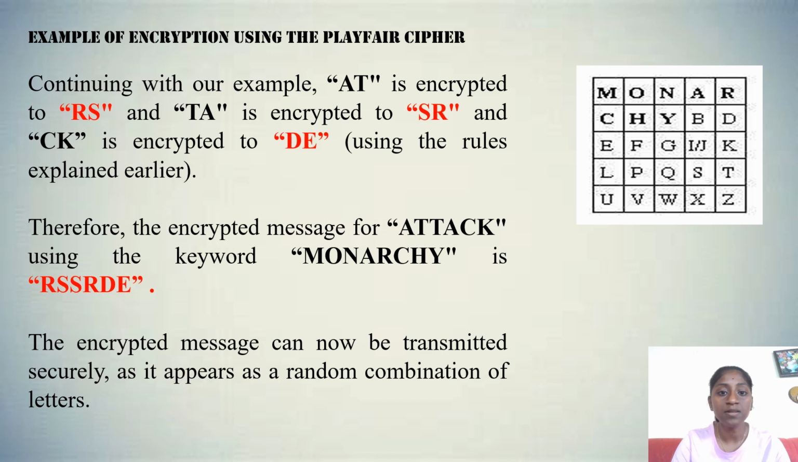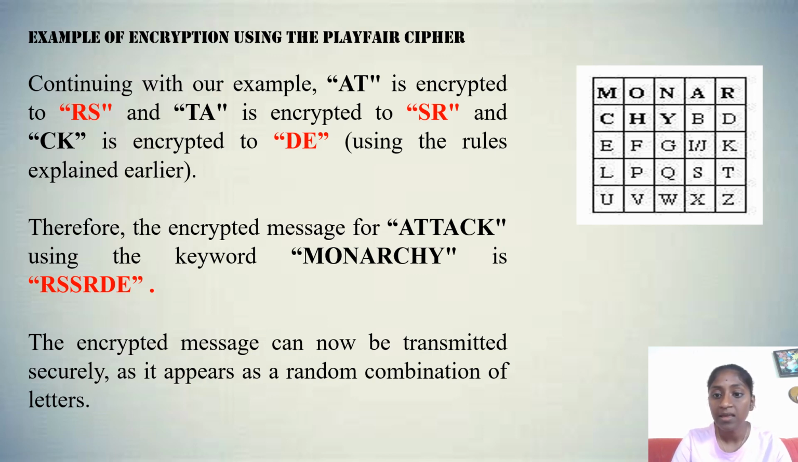Example of encryption using the Playfair cipher. Continuing with the previous example, AT is encrypted with RS. A is present here and T is present here in this 5 by 5 matrix, and here we have to form a rectangle. That is the 5th rule. After forming a rectangle, A is swapped with R and then T is swapped with S. Thereby it is RS.